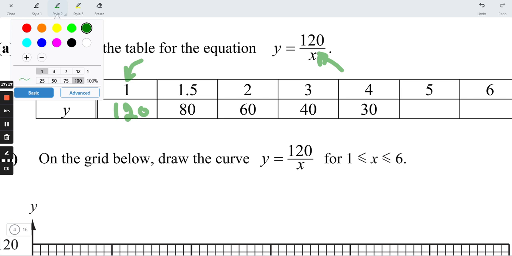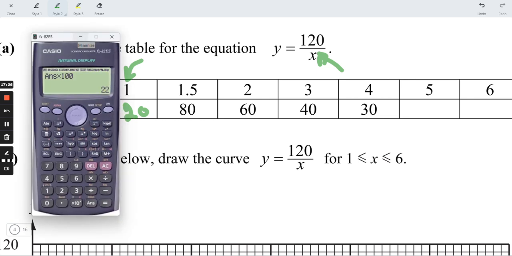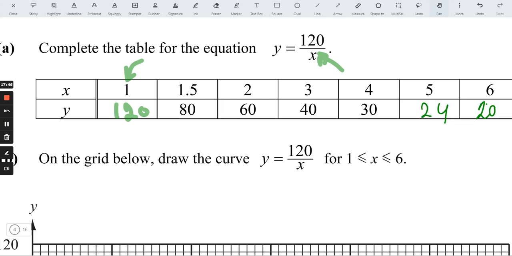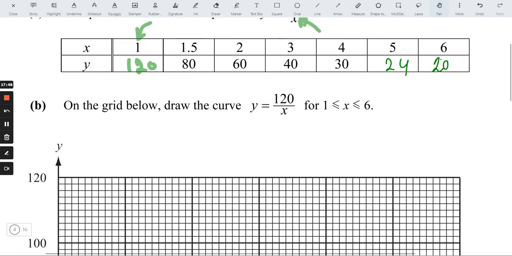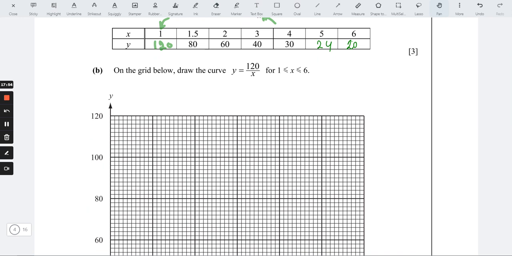Now 5. 120 divided by 5. Use your calculator. 120 divided by 5, you will get 24. So here we have 24. For 6, we get 20. That's all. Okay, now on the grid below, draw the curve y equals 120 over x for x greater than or equal to 1, less than or equal to 6.